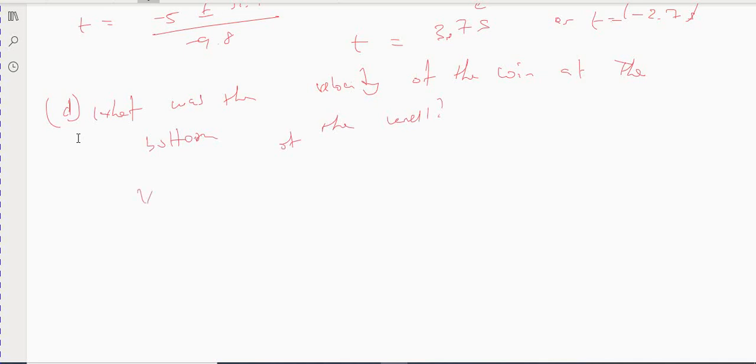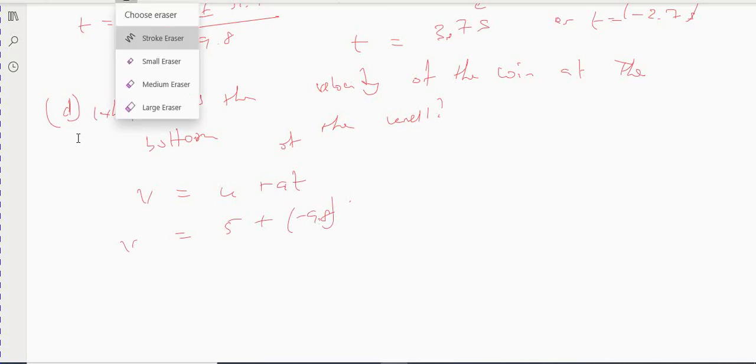So simply put, we'll just use this equation. We're trying to find the final velocity, so v is equal to u plus at. We know quite a number of pieces of information, so we can pretty much go ahead and use that. And initial would have been 5 meters per second, minus 9.8 t. Good. Oh, we know t. We just found t a while ago to be 3.7.